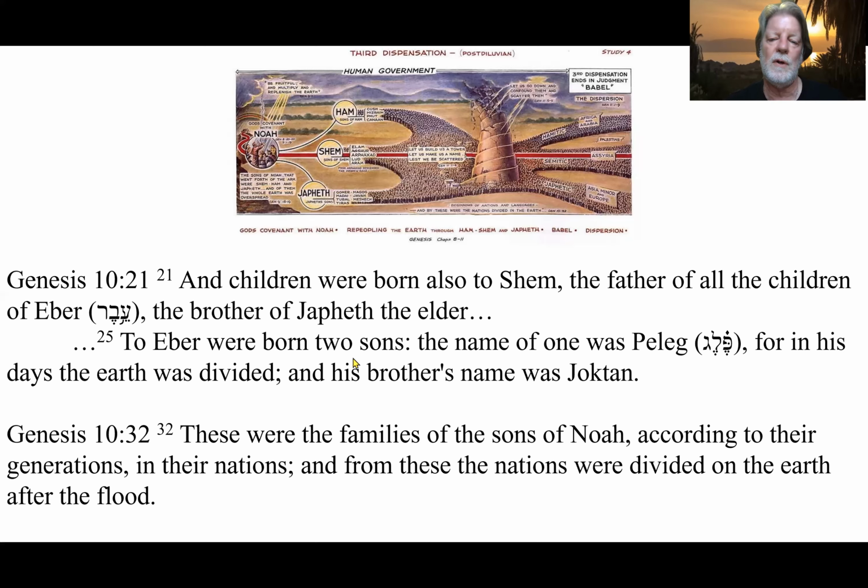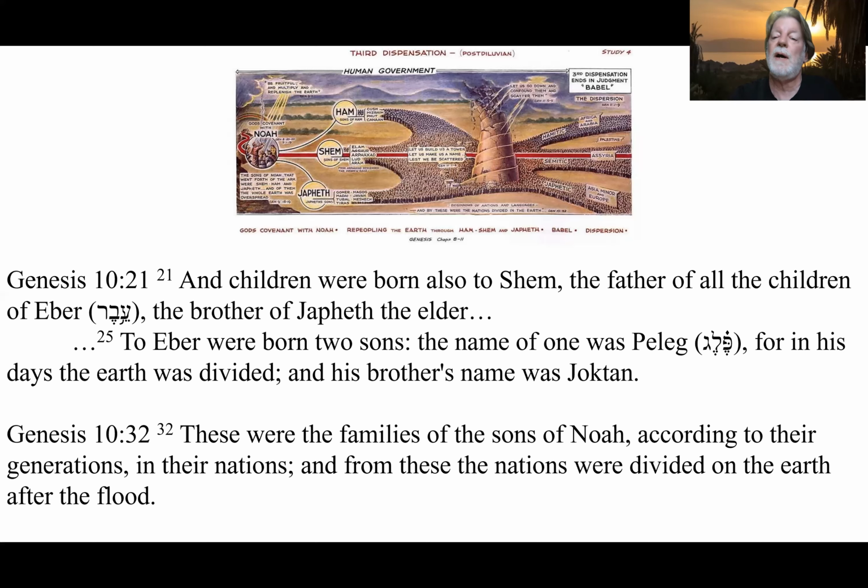To Ever were born two sons. The name of one was Peleg. He's the one I want to talk about. For in his days the earth was divided, and his brother's name was Yoktan. I don't want to talk about Yoktan at all, but I do want to talk about Peleg because his name means divided. And there are multiple theories about Peleg.